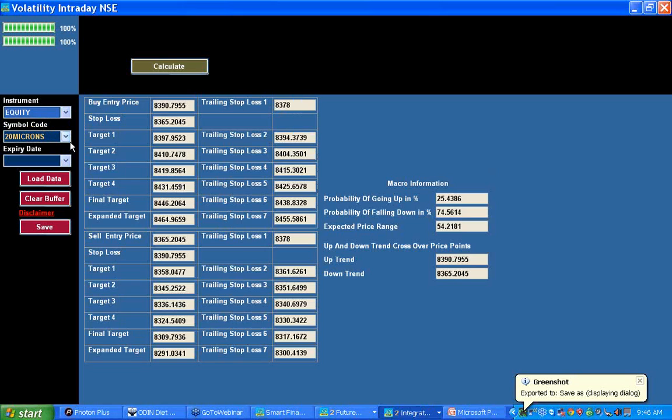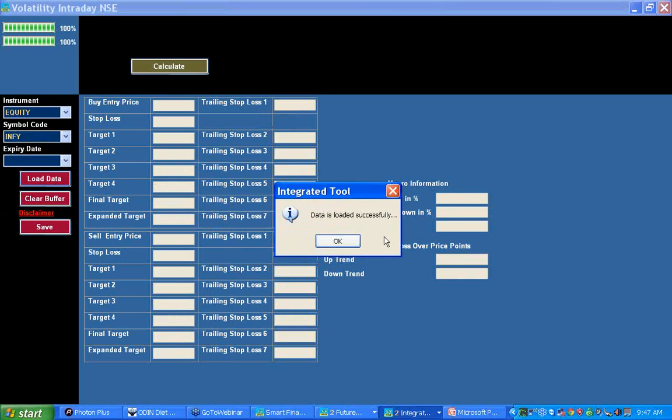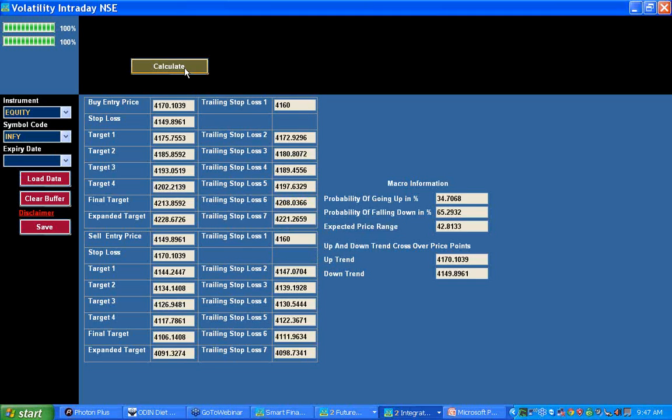Now I'll go for the equity. Some of the stocks I can mention. Let me take Infosys. I will take only the frontline stocks, I will not take user specific stocks. So it is for the equity, and at 4,170 the probability of falling down is also 65%, going up is 35%.